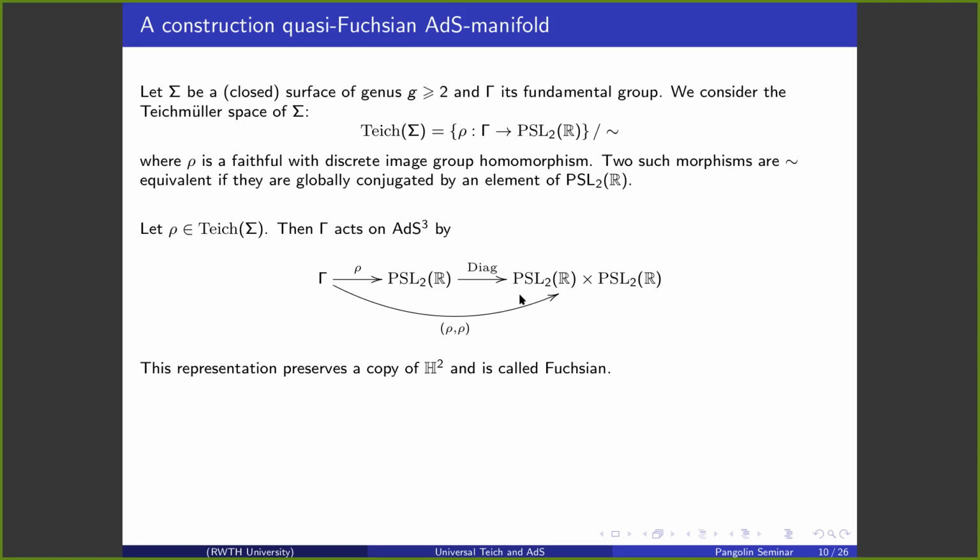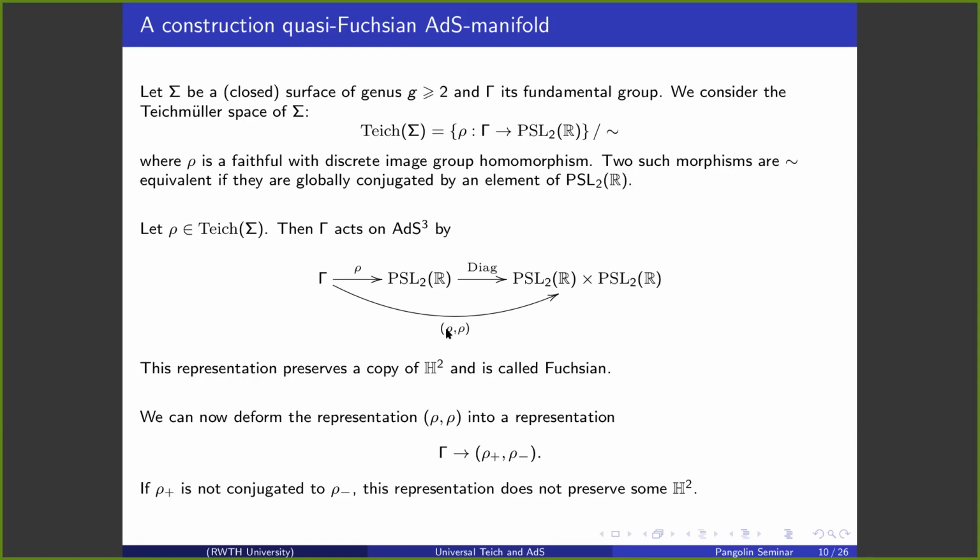And to do that, I can take a point in the Teichmuller space, which is a morphism here, and post-compose it, right, by the diagonal embedding of PSL2 inside PSL2 cross PSL2. That gives you a representation of the fundamental group of the surface into the isometry group of ADS3. And this sort of representation is called Fuchsian. And as it turns out, this kind of construction is very flexible.